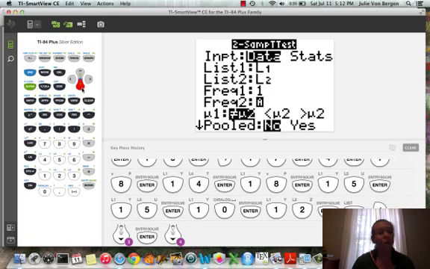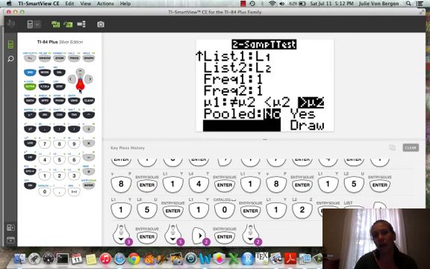Make sure frequencies are only at 1 because we want to count each data set just once. And the question is asking, is the mean number for the unlogged trees significantly higher than those of logged trees? So remember, the mean of the unlogged trees is going to be associated with list 1 because we put unlogged trees in list 1. So that's saying, is mean 1 greater than mean 2? Always leave pool on no. And then we're going to arrow down and choose calculate.